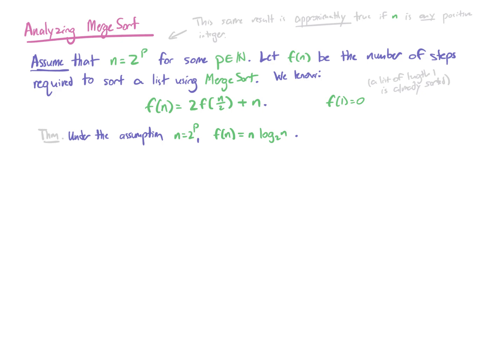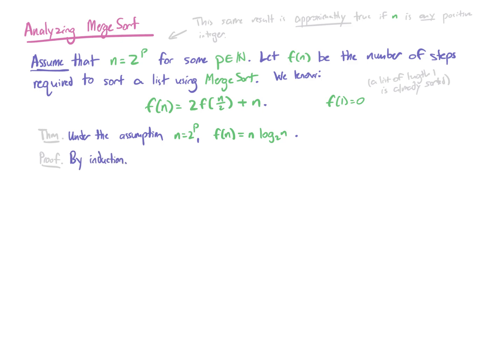And as I mentioned above, this is actually approximately the right formula, even if n is not a power of 2. And when I say approximately the right formula, I mean asymptotically equivalent. The number of steps grows at exactly this rate. But for now, let's prove this theorem under our assumption. Okay, so we are proving a recurrence relation, and so we are going to use induction. So we're going to prove this solution with induction.